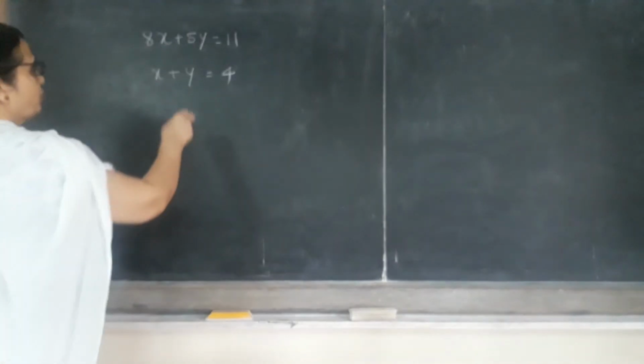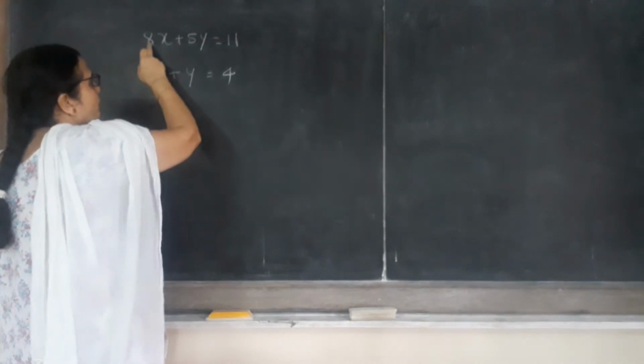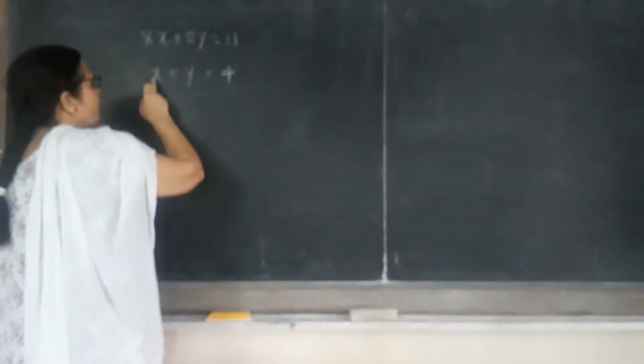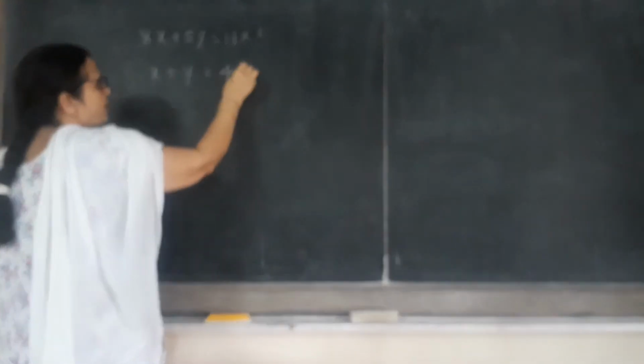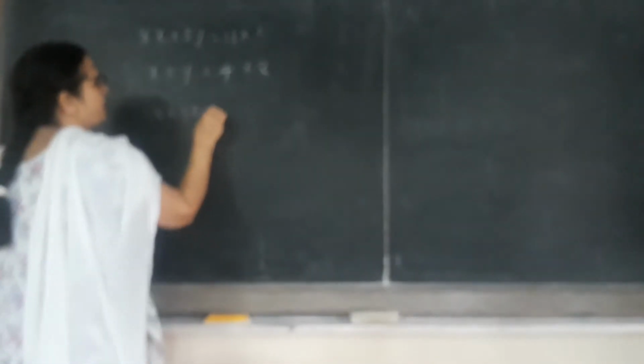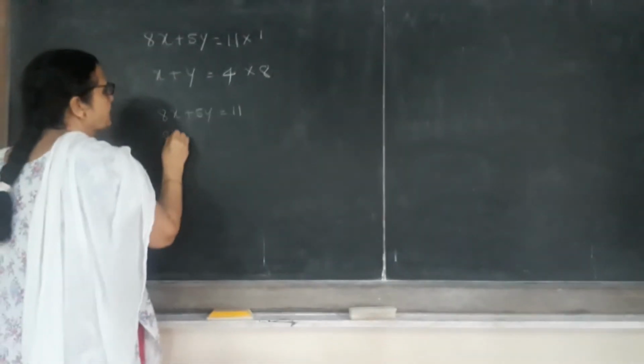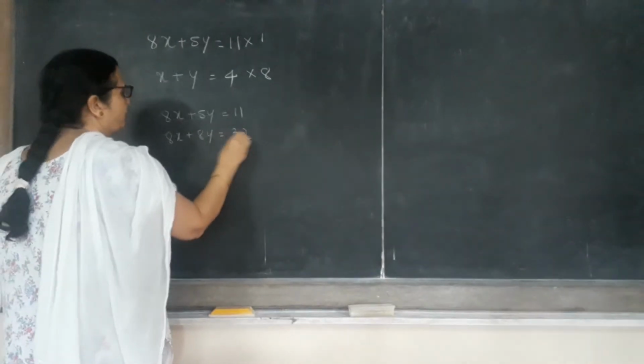First I go to the elimination method. The coefficient of x I should make the same. The coefficient of x here is 8, and here it is 1. I want to make these equal. This one should be multiplied by 1, and this one should be multiplied by 8. 8x + 5y = 11. Now multiply: 8x + 8y = 32.